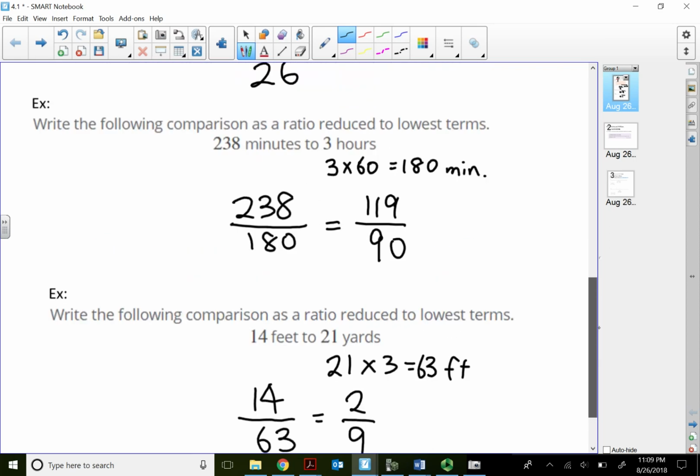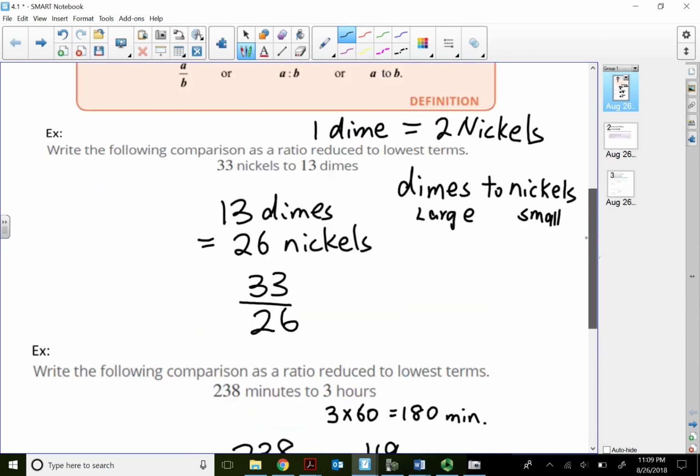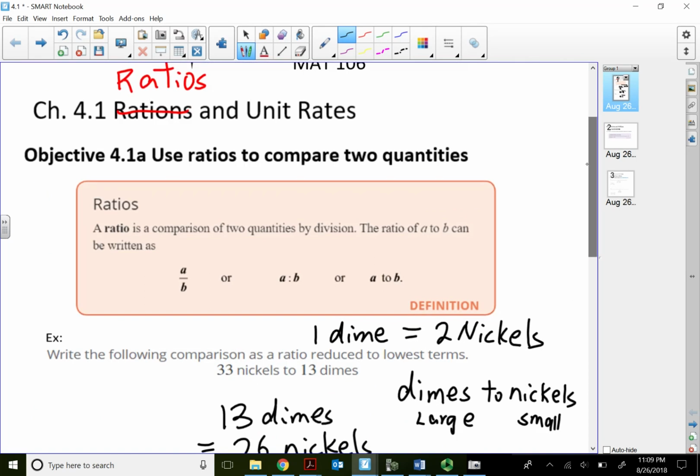All right, in this lecture video, we just quickly mentioned the concept of ratio. It's a comparison of two quantities with the same unit by division.